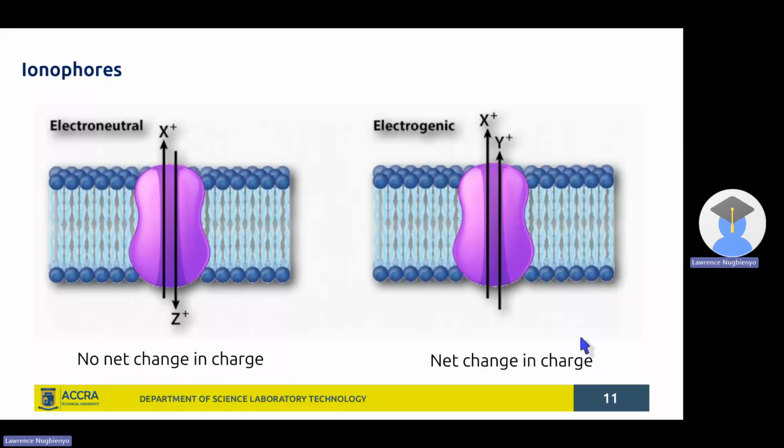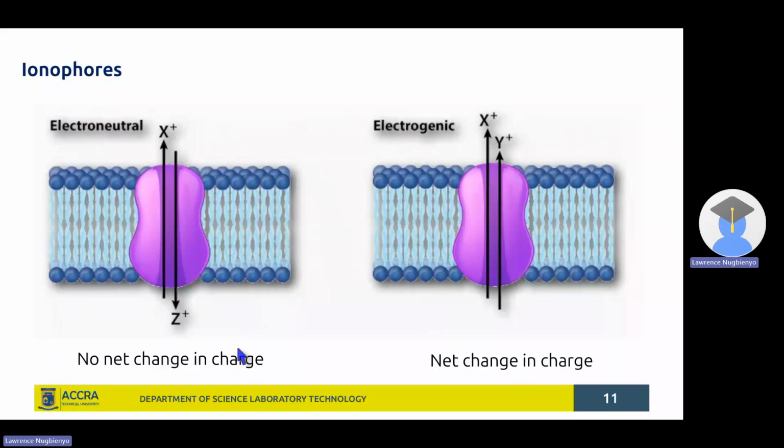And these ionophores can either be electroneutral or electrogenic. Now, what do these two terms mean? Electroneutral means that these ionophores allow for the transport of charges across them, say equal charges in opposite directions, so that in the end, there is no net change at the opposite sides of the membrane.